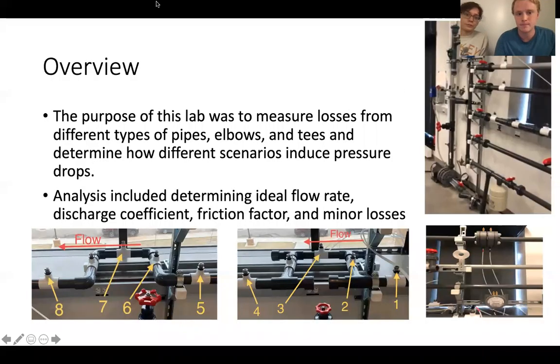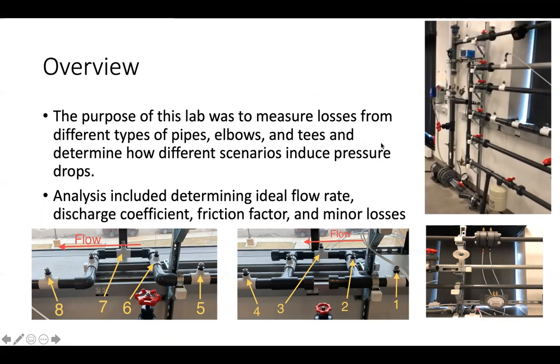So the overview. The purpose of this lab was to measure losses from different types of pipes, elbows, and tees, and determine how different scenarios induce pressure drops. Our overall analysis included determining ideal flow rate, discharge coefficient, friction factor, and minor losses.